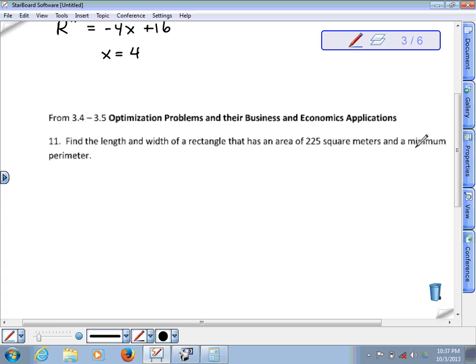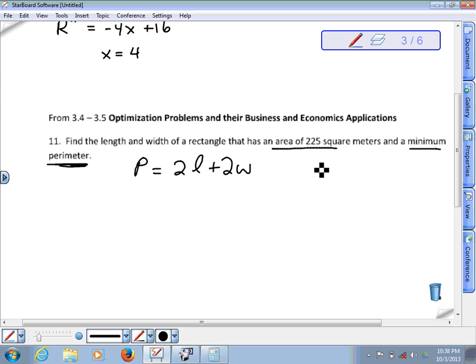So what we're trying to optimize here is the perimeter. So the perimeter formula for a rectangle is 2L plus 2W. Now to optimize, to minimize or maximize any function, we take the derivative. The problem is this is not a function of one variable, this is a function of length and width, which is really going to complicate things. So what we need is a secondary equation.